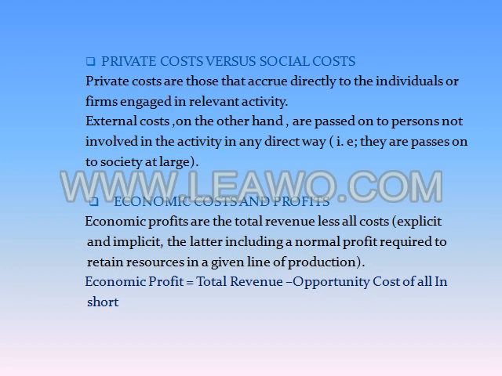Next is economic cost and profits. Economic profits are the total revenue less all cost, explicit and implicit, the latter including a normal profit required to retain resources in a given line of production. Economic profit is equal to total revenue minus opportunity cost of all, in short.